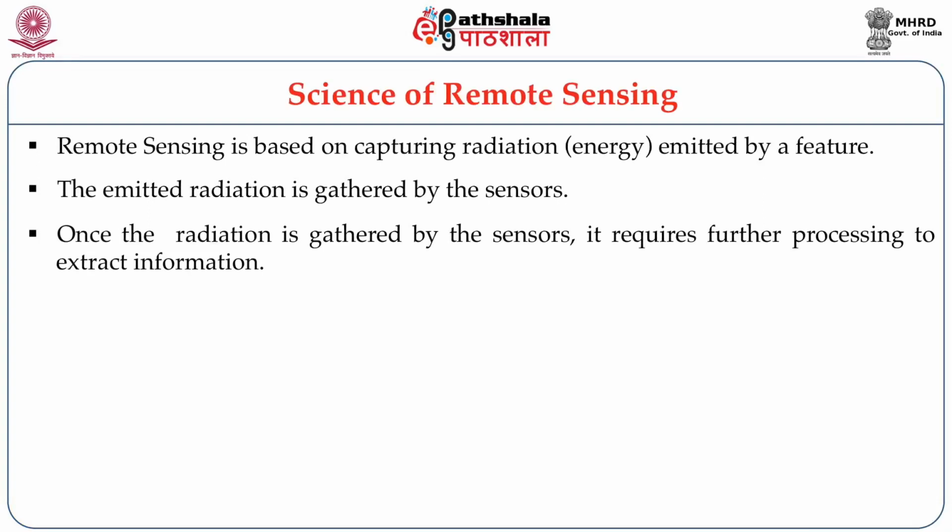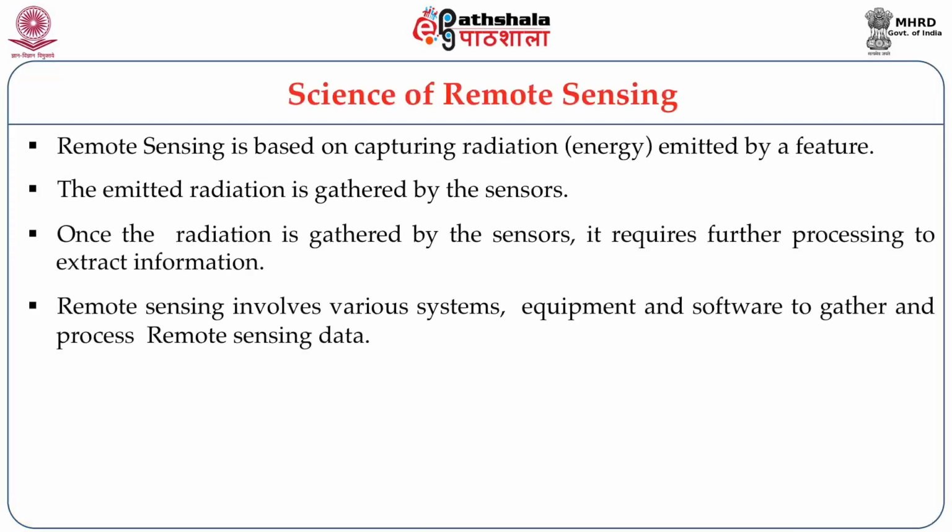Once the radiation is gathered by a sensor, the information or the data is required to be further processed by using various kinds of computer software to extract information like the color of the radiation, temperature, or the elevation of the feature, the size of the feature. So all this information can be gathered by further processing the data that is captured by the sensors. So remote sensing involves collection of data from the radiation that comes out of the objects.